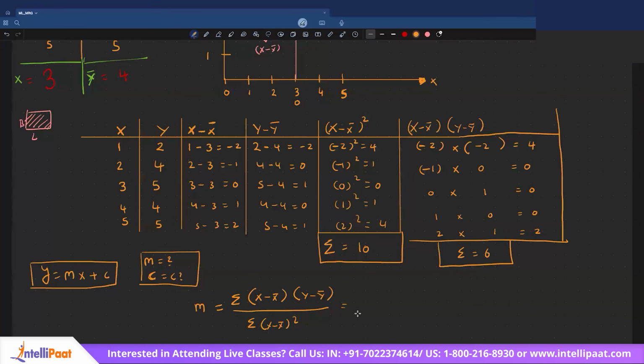Do we have the values for this? What is the value of summation of x minus x bar into y minus y bar? Is it 6 divided by summation of x minus x bar the whole square? Can I say it is 10? So the answer is 0.6. Did you just get the value of m, the slope of your line? We just calculated the slope of the line.